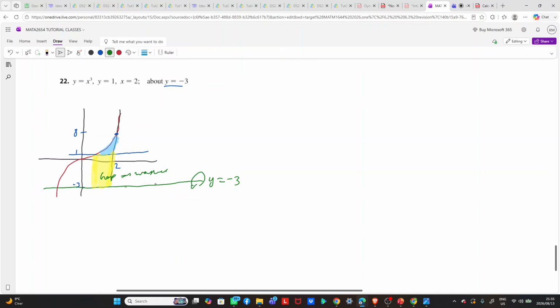Since you are going about the horizontal line, what is the volume? The volume will be defined by the integral from a to b of pi into R of x minus small r of x, squared, sorry, dx, like that. Then what? Then let's do the analysis.